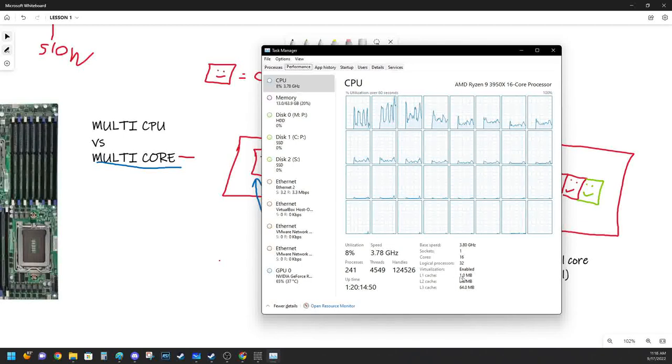Also note at the bottom here, it tells you if virtualization is enabled, which we'll talk about a lot later, but your CPU ultimately determines whether you can do virtualization. So it tells you if it's enabled, and it tells you your L1, L2, and L3 cache. So right now I got 64 megabytes of L3 and 1 megabyte of L1.